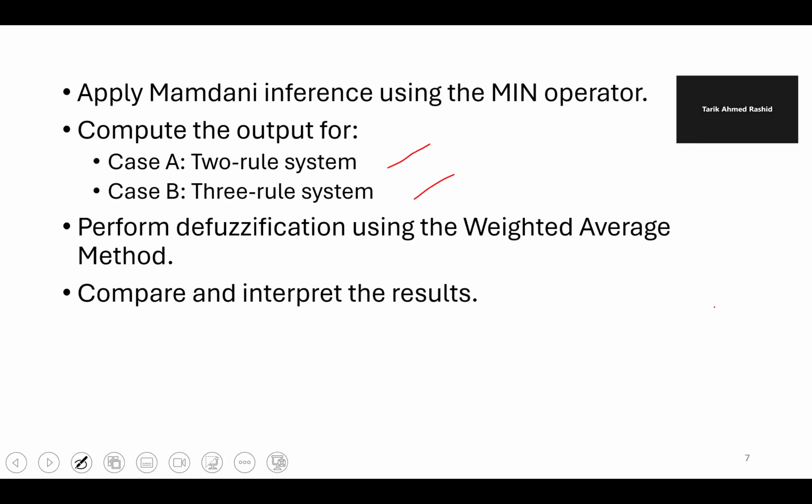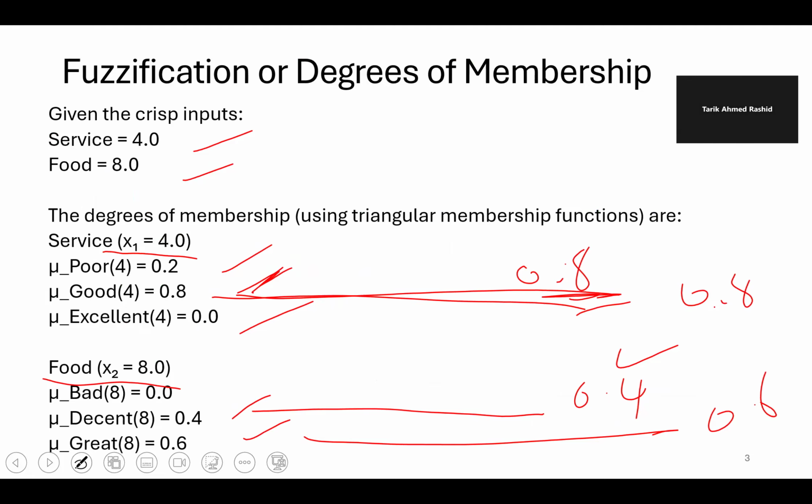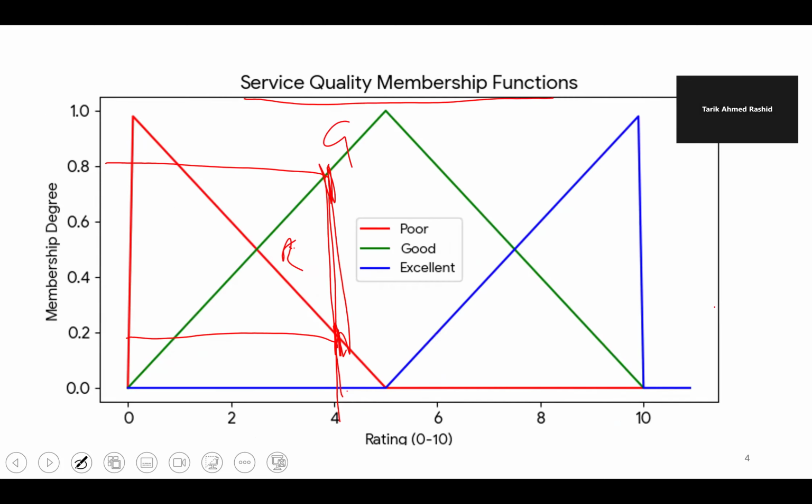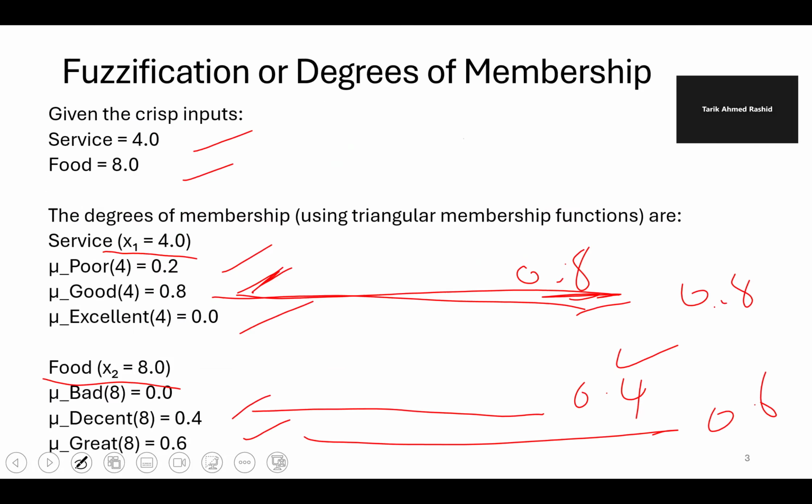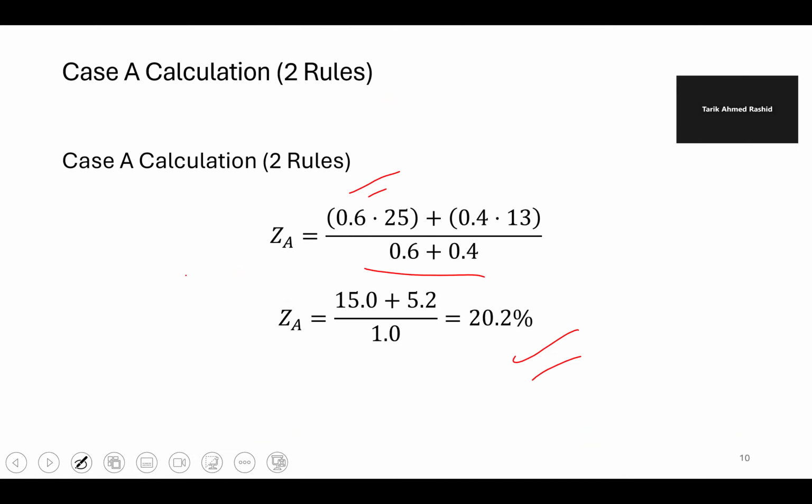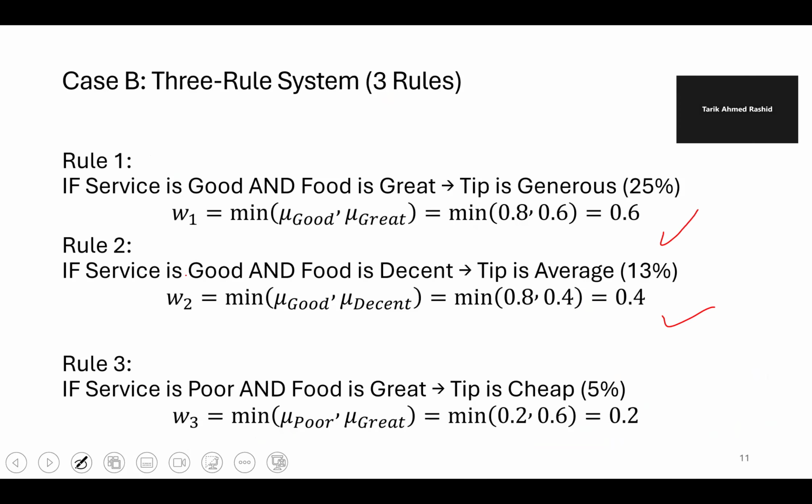And the next rule: service is poor and food is great. Service is poor, we said that is 0.2, and food is great, which means 0.6 and 0.2. So the minimum of them is 0.2, and the tip is cheap.